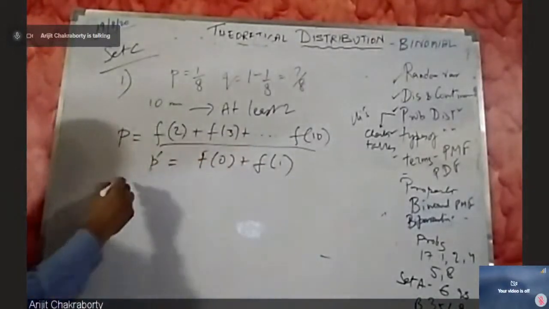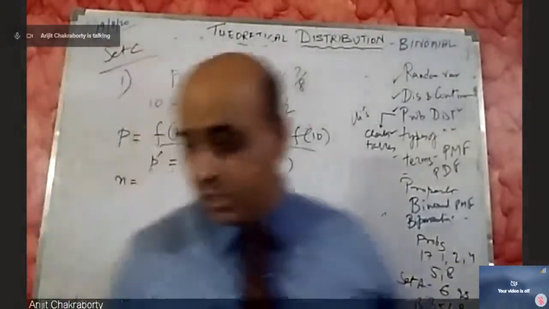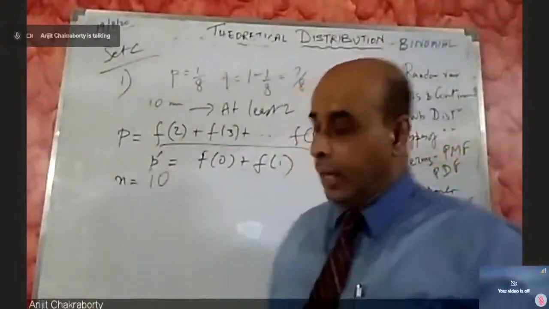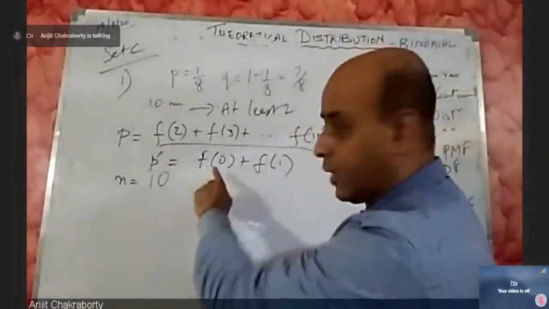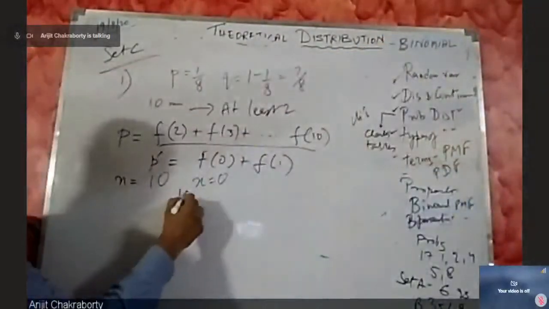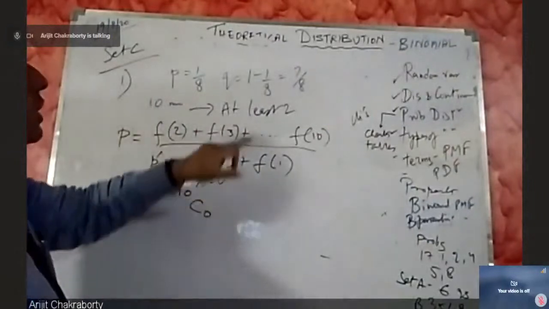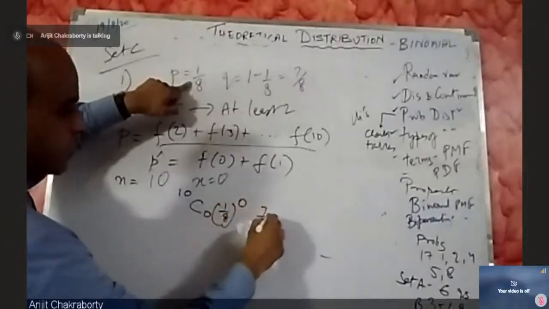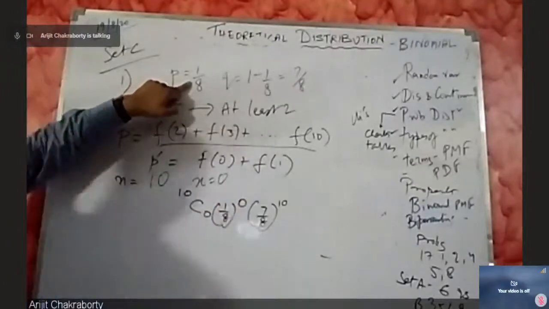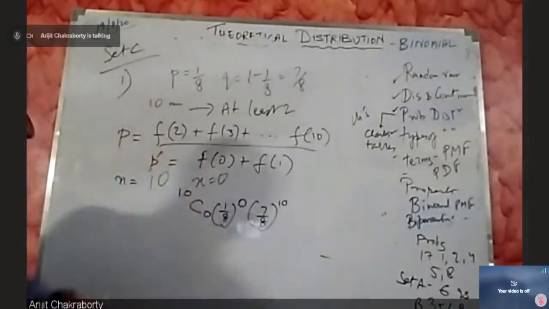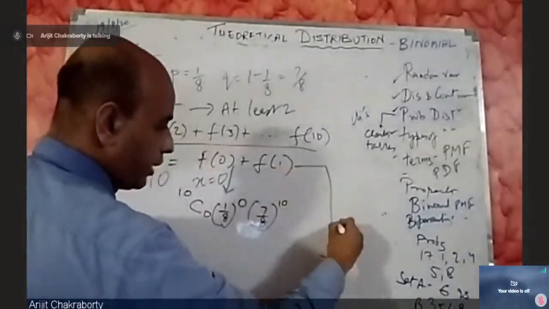You know that N in this case is 10 missiles, I think. 10 missiles are fired. So N is 10. For 0 hit, that means X is 0. So the probability mass function will be 10C0, P is given 1/8, so (1/8) to the power 0 into (7/8) to the power 10. This is the probability mass function when X is 0. So I am showing it with an arrow, F0. Plus, we will do F1.